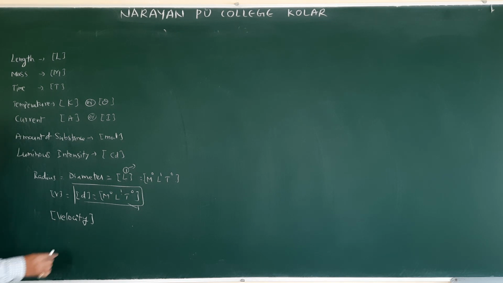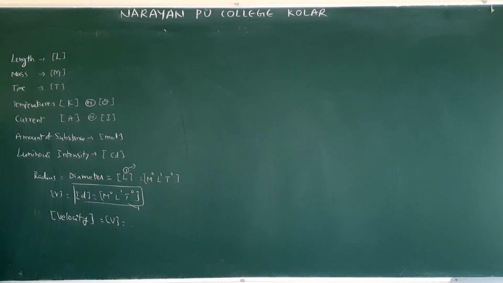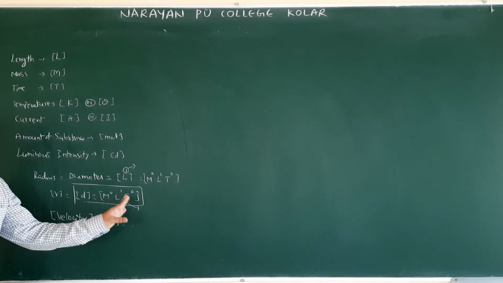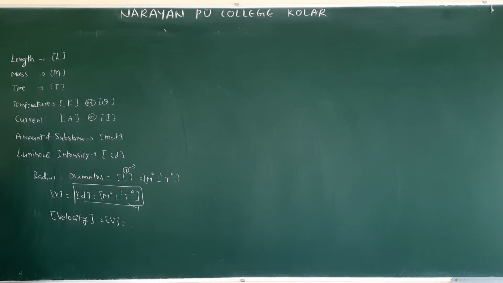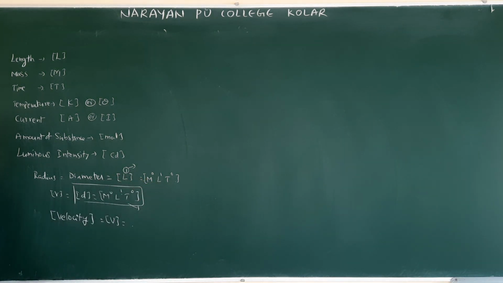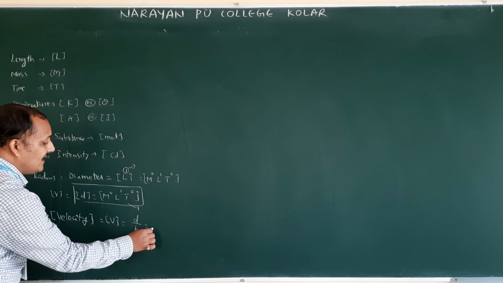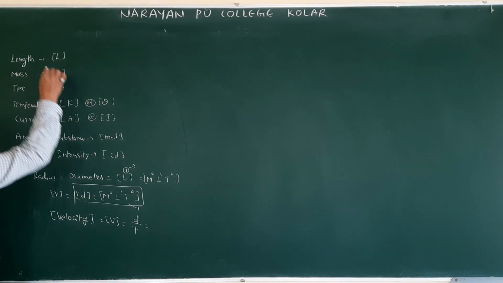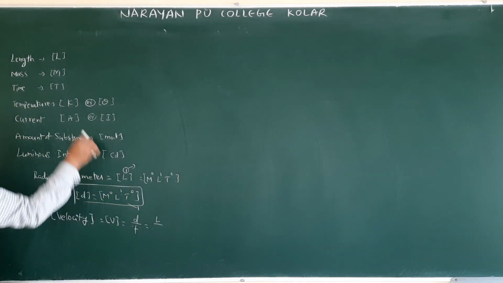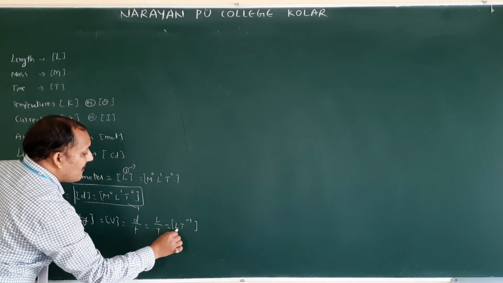So velocity is a derived physical quantity. Derived physical quantity means it depends on the fundamental ones, isn't it? Derived physical quantities are the quantities which depend on fundamental physical quantities. So velocity's definition is displacement by time, and displacement comes under length. Time is represented by t. So L t power minus 1.